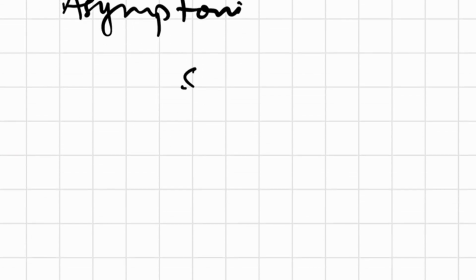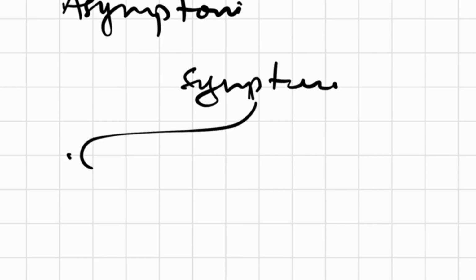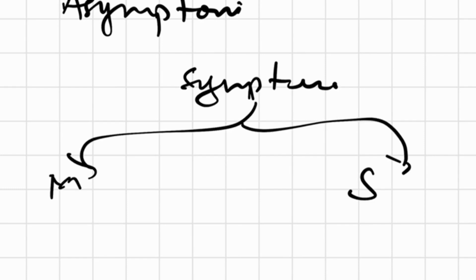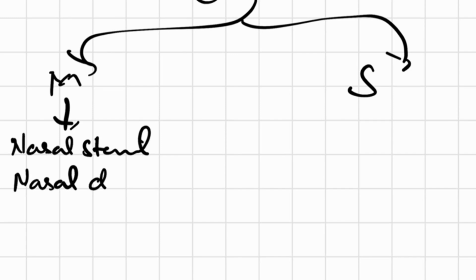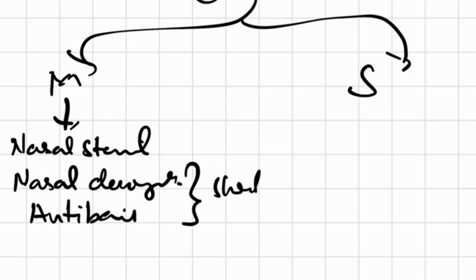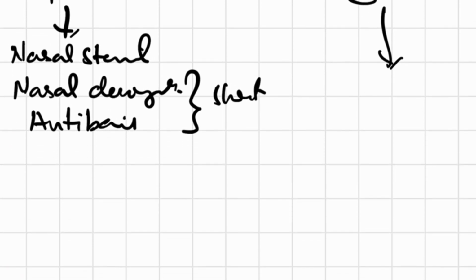As for the treatment part, most of these are asymptomatic, and in symptomatic patients we can go for medical and surgical treatment. In medical, we can use nasal steroids, nasal decongestants, as well as antibiotics, for a short period. If it does not work for 3 to 6 months, then we go for surgery.